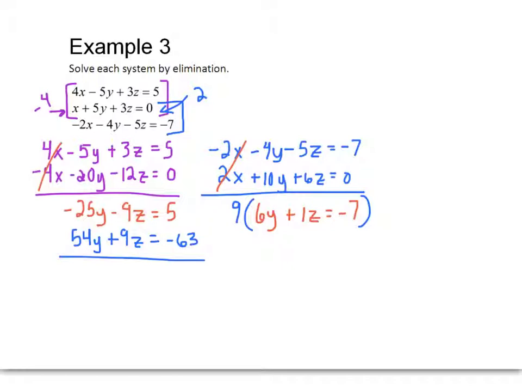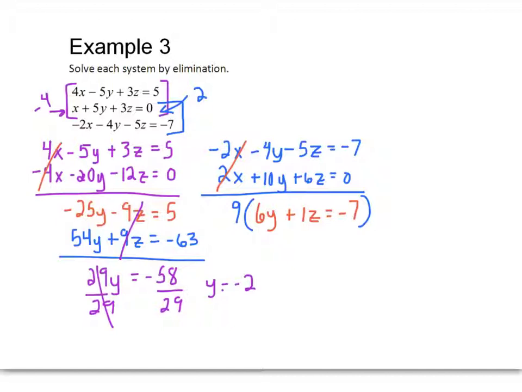So our 9z and our negative 9z cancel out. Negative 25y plus 54y is 29y, I think. 5 minus 63 is negative 58, and divide, which gives us y equals negative 2. So that's our first one. From here, it's all downhill. We can make it after this point.